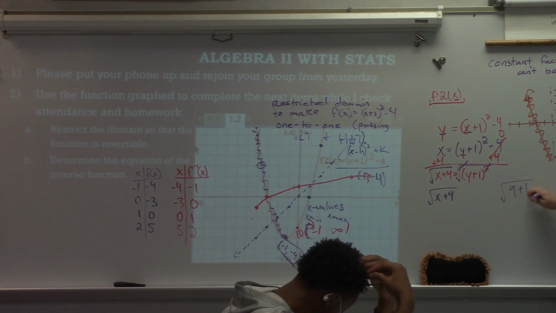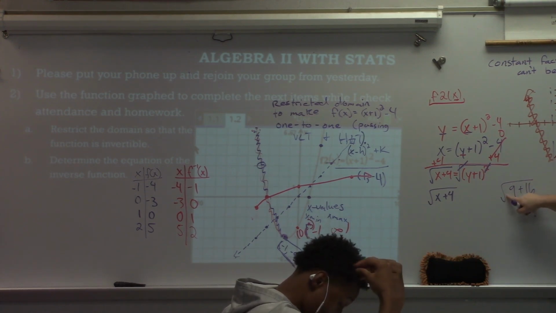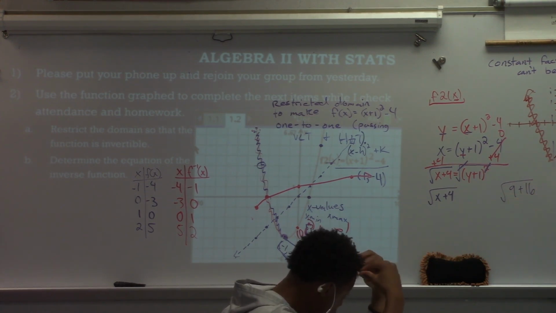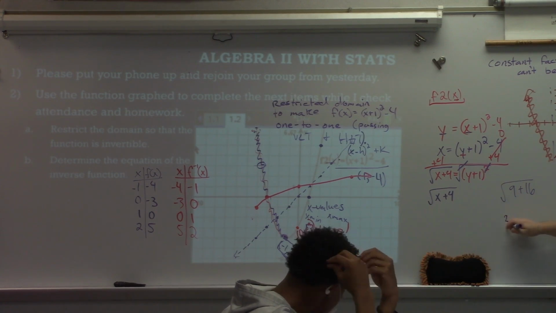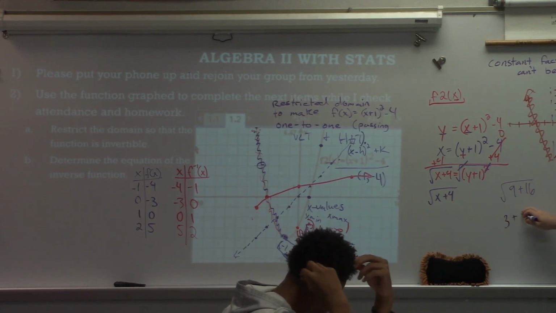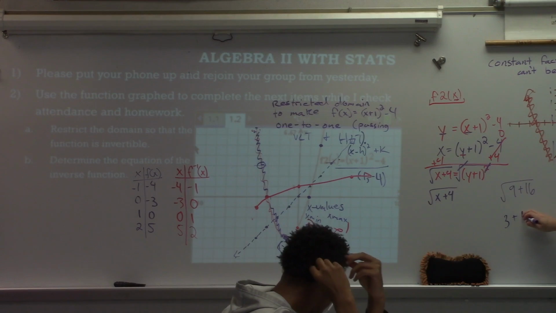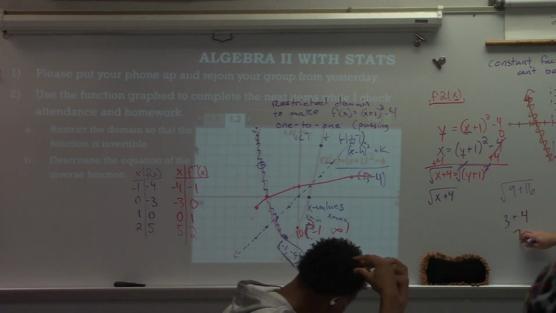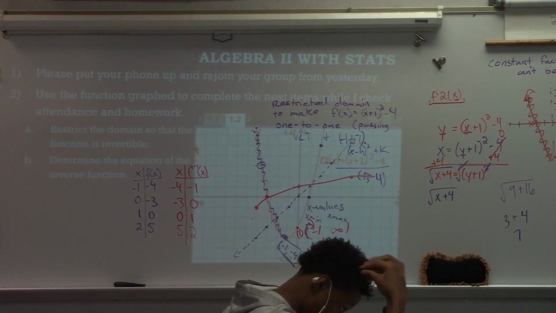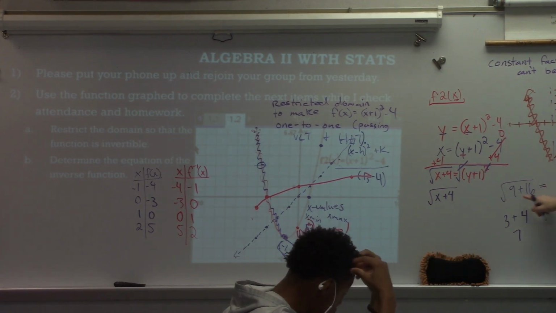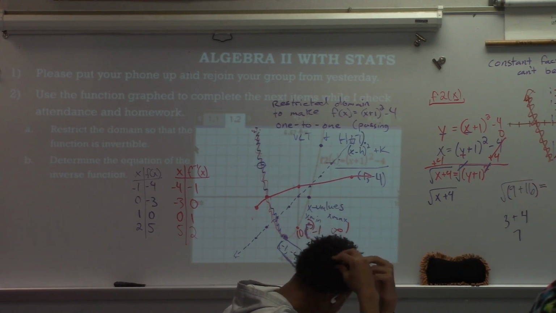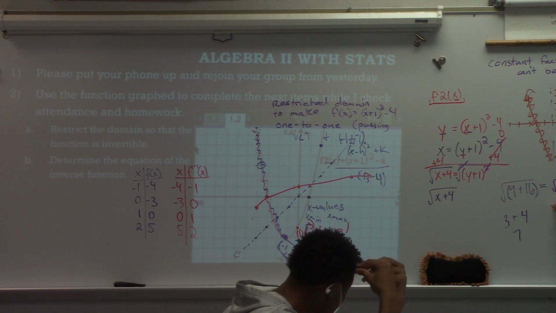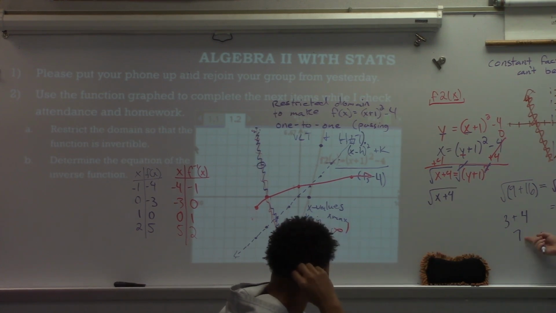Taking the square root of a single number inside of that is like this. What would the square root of 9 be? 3. What's the square root of 16? 4, right? And 3 plus 4 is 7. But let's look at this again. What is 9 plus 16? I know order of operations, I can add those. It's 25. And what's the square root of 25? 5.